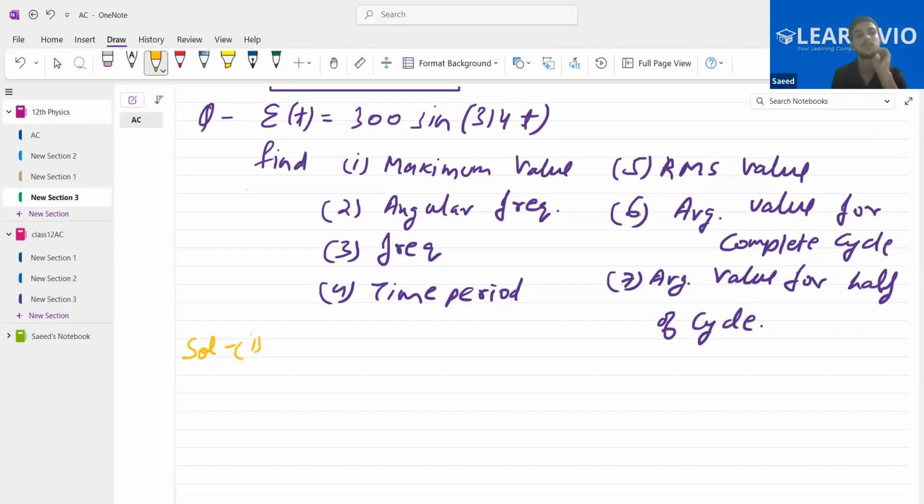What is the maximum value? 300. Yes, and this is in voltage. So this is 300 volt.